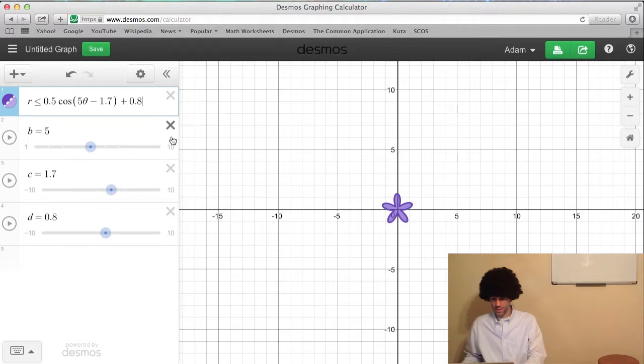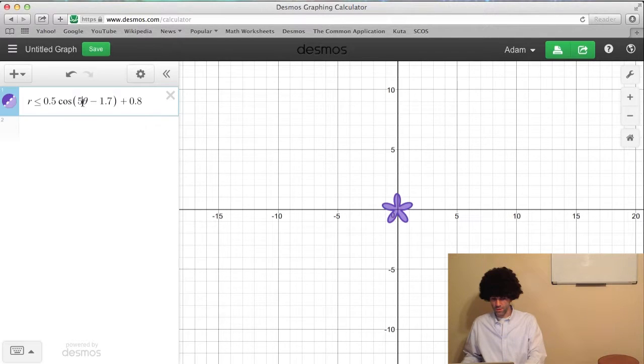And while I'm deleting A, B, C, and D, let me point out that the B value is the number of petals it has. You probably noticed that earlier, and I may have said that earlier. If I put 100 in there, then we have 100 petals. They all run all over each other, and you really can't see them. But if I have 4, then I have 4 petals. I want a 5-petal flower.